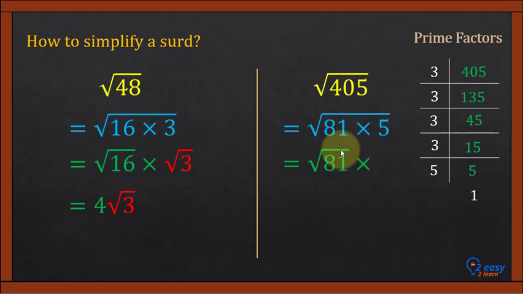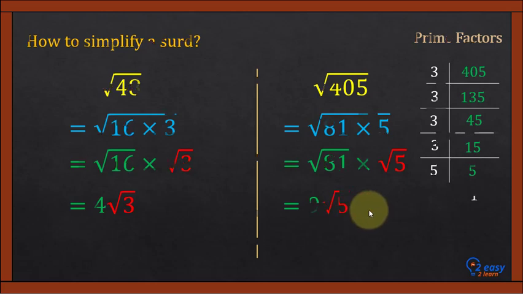Now write in separate roots. Square root of 81 times square root of 5. What is the square root of 81? It is 9. So the final answer is 9 times square root of 5. Square root of 5 is a surd.